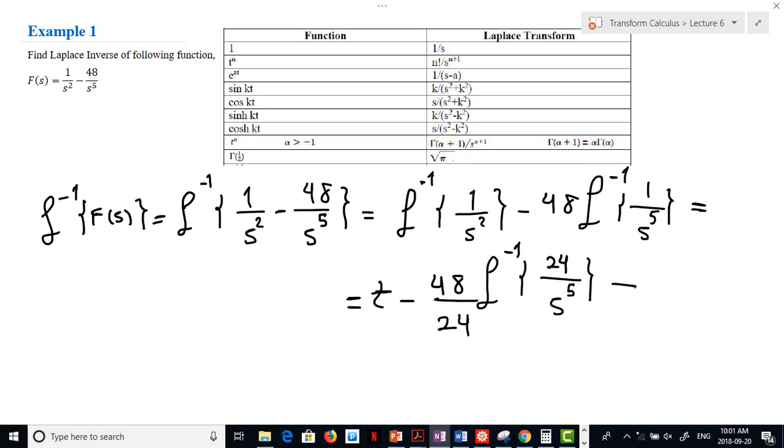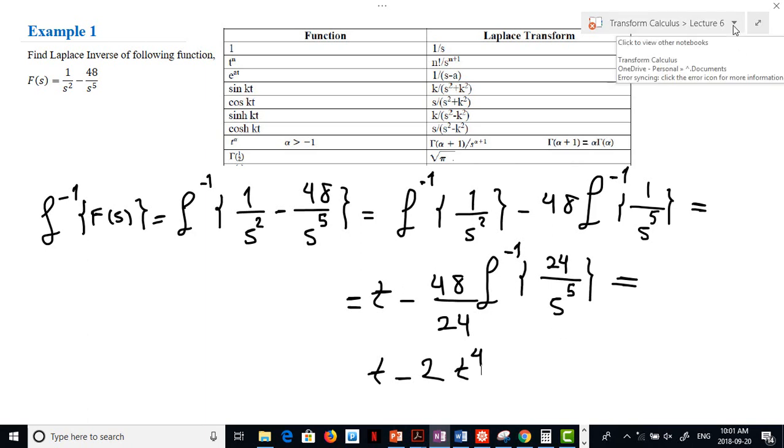So we can say it's equal to, so we already have t. 48 divided by 24 is 2, and 24 over s to the power of 5 is the Laplace transform of t to the power of 4. So we could easily find the Laplace inverse of this function.